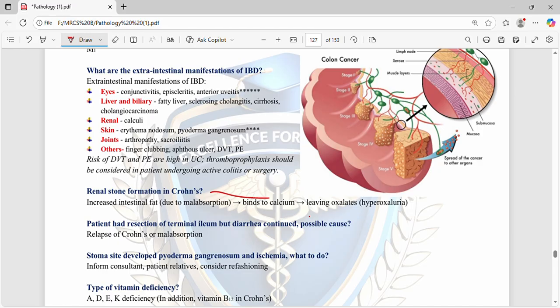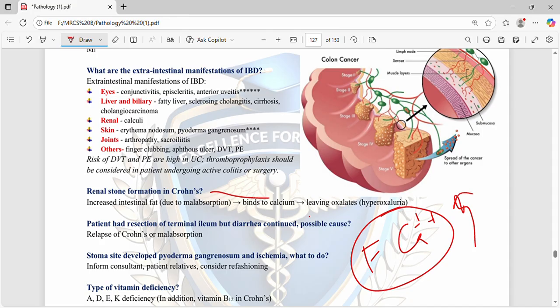You know that calcium absorption will be disturbed in UC, and there will be no absorption of the fats as well. Most of the calcium is chelated by the fats. Fat globules trap the calcium, so calcium will not be reabsorbed, so oxalate will be free. When oxalate is free, it will be reabsorbed more, so there will be high oxalate in the serum and in the urine, which can lead to calcium oxalate stones.